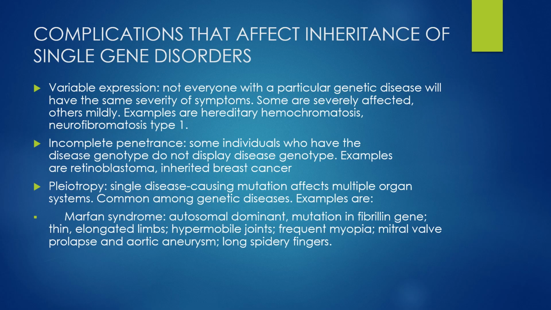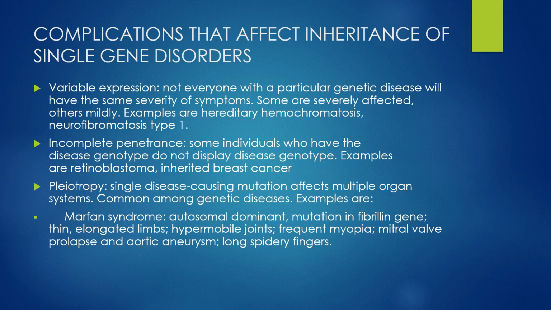Next, we are going to be looking at complications that affect the inheritance of single gene disorders. The first complication is variable expression. Now, what happens here is that for a particular genetic disease, not every person that has this disease will have the same severity of symptoms. Some will be severely affected, others will be mildly affected. Some examples are hereditary hemochromatosis and neurofibromatosis type 1.